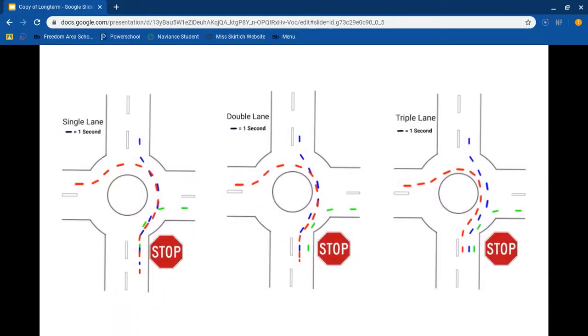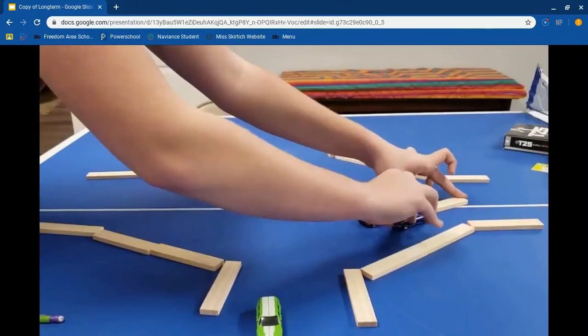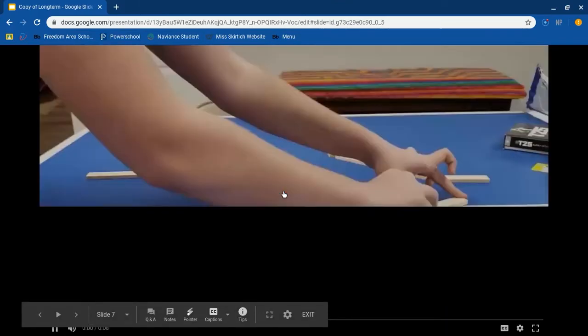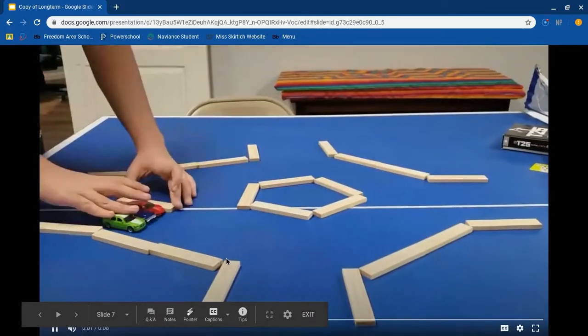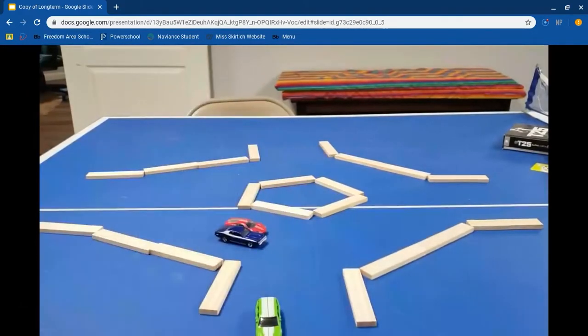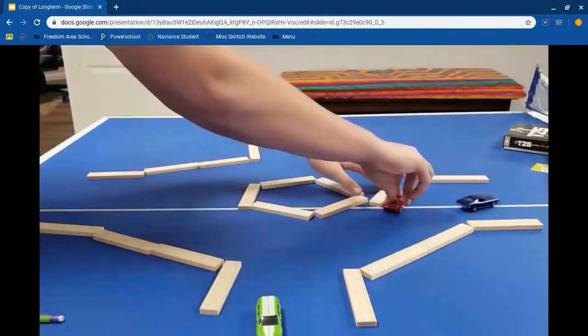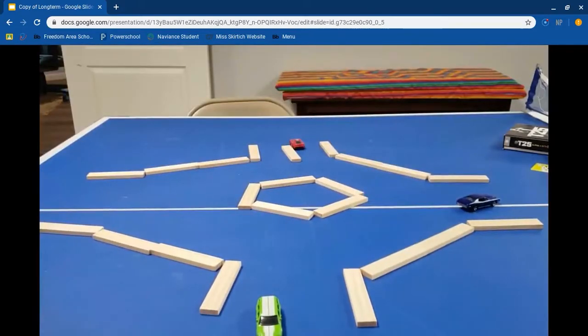So after I did those three, I wanted to add another variable in it. So I put in stop signs. Some have stop signs in it, and I just thought that it would add more variability, try to get more accurate data. So this is a video of me playing with it. As you can see, I'm moving each car to each destination using the block.